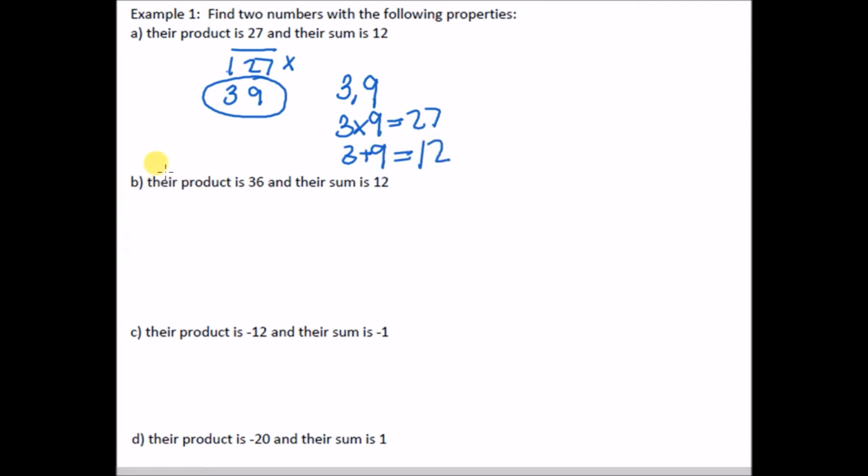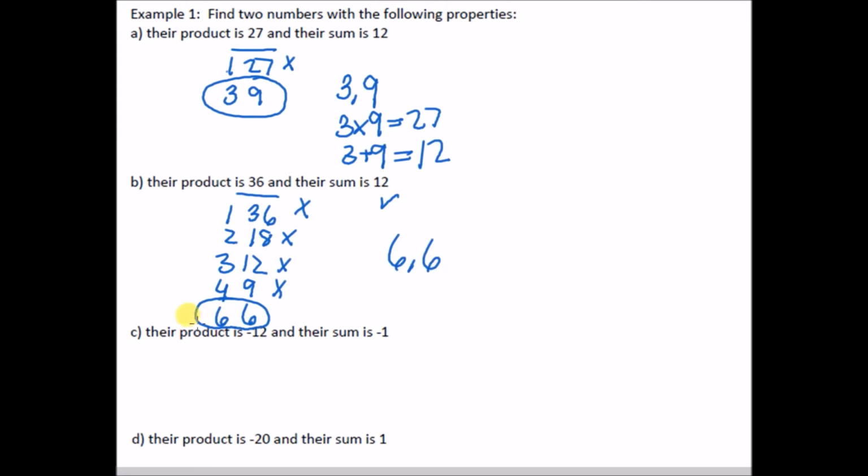Okay, now find 2 numbers where their product is 36. I immediately go 1 and 36, 2 and 18, 3 and 12, 4 and 9, 6 and 6. And the sum has to be 12. I can tell that it's 6 plus 6. So 1 plus 36 is 37. It's not 12. 2 plus 18 is too big. 3 plus 12, too big. It's 15. 9 plus 4 is only 9, 10, 11, 12, 13. Oh, 9 plus 4 is 13. So those all don't work. 6 plus 6 is 12. So it's 6 and 6.